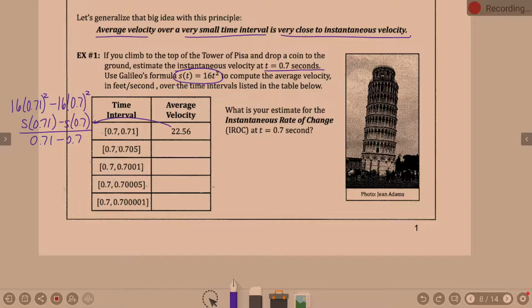In calculus, especially as we work towards AP and stuff, you would more likely see them write s of 0.71 minus s of 0.7 than you would see them write the equation out. Okay? So I want you to understand that concept. Now, can we do it for the next one? Okay. Change in distance over change in time.